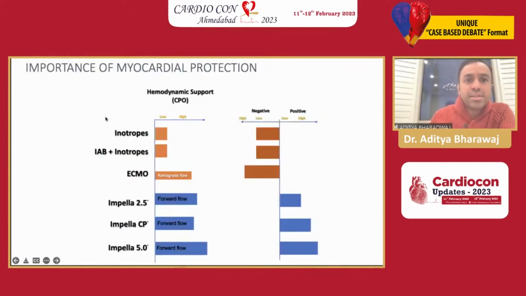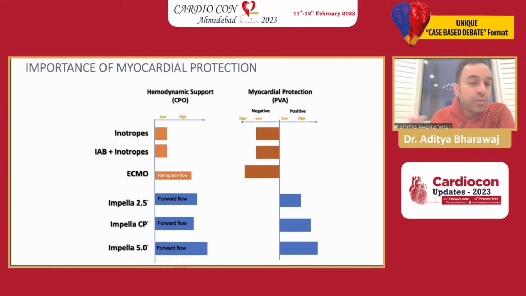This is an important illustration because, again, it helps us put things in perspective as to what exactly the Impella device does. So there are two things that we need to recognize when we're treating patients with cardiogenic shock. One is hemodynamic support, which is important. You want to sustain life. And number two, there's something called myocardial protection.